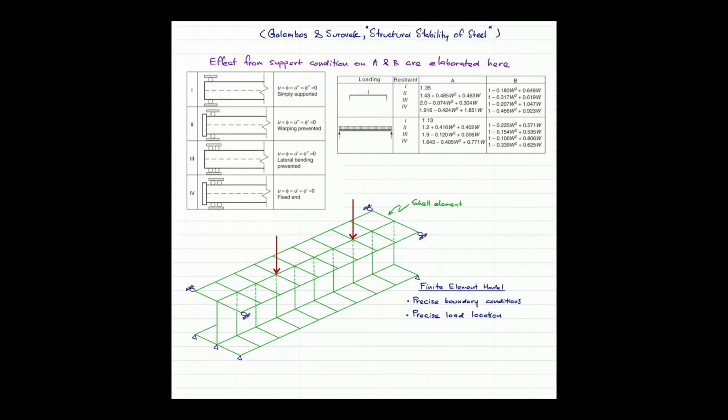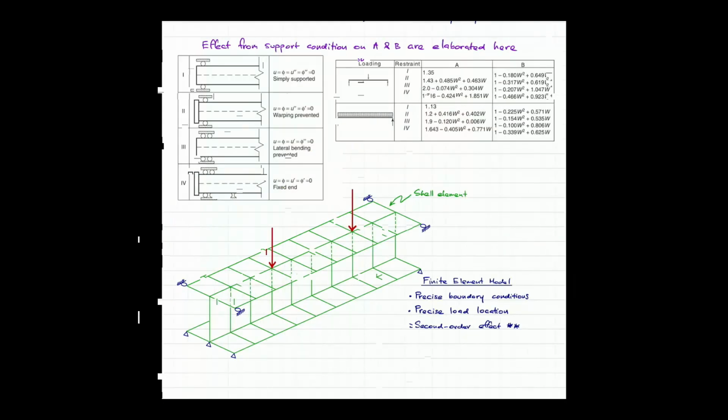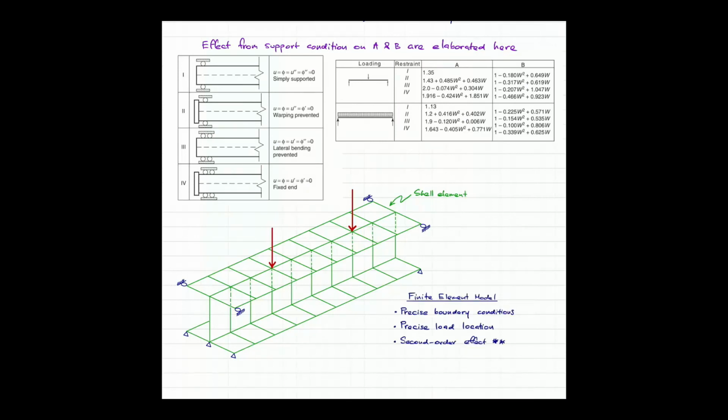The last thing, in order to study the lateral torsional buckling, you need to turn on the second order effect. It has to be incorporated. So the geometric nonlinearity will be taken care of. This is the requirement for the finite element model for the study for the LTB.